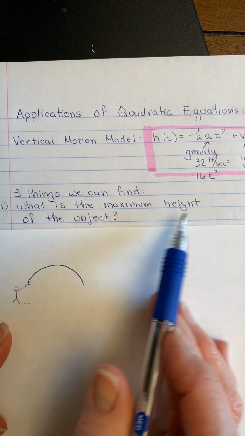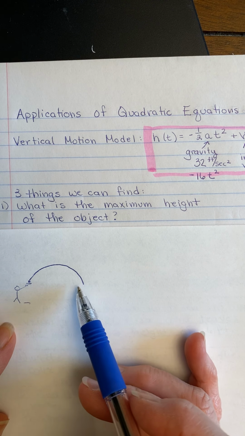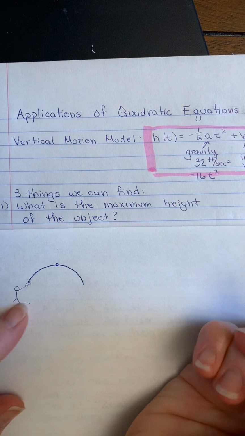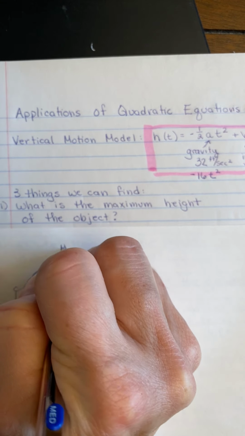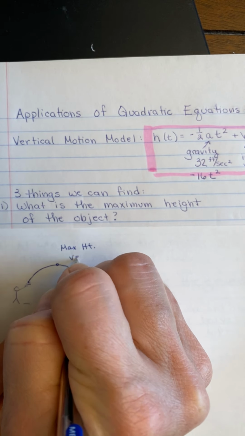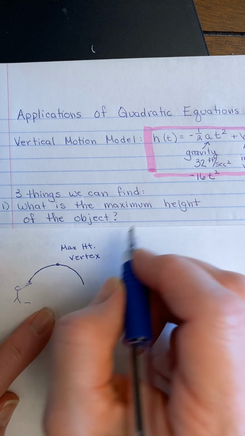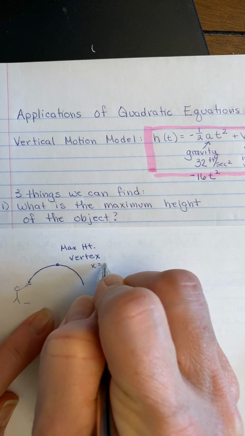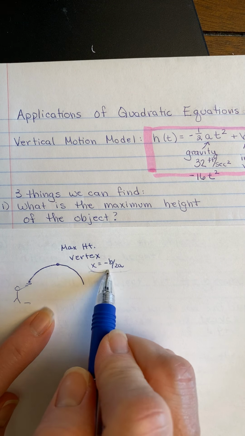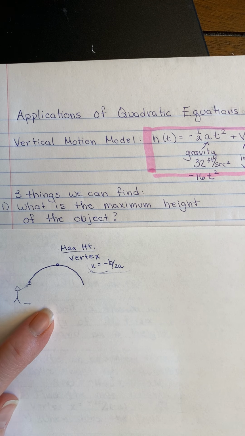All right, so there's 3 things that we can find of any object that's thrown. We can find the maximum height of the object. And if you look at this picture, the maximum height occurs right about here. And you should know that the maximum height occurs at the vertex. And do you remember how to find the vertex? Remember, x is equal to negative b over 2a. This is the equation that you want to use when you're trying to find the maximum height of a thing.